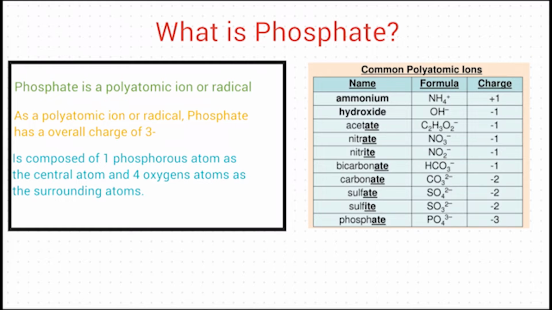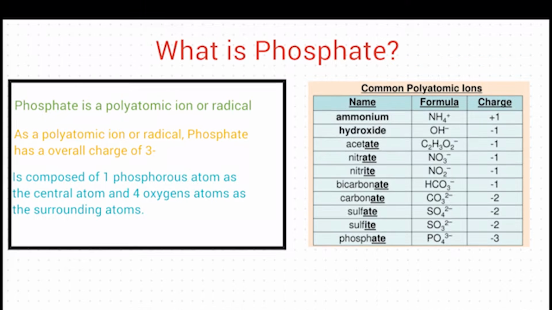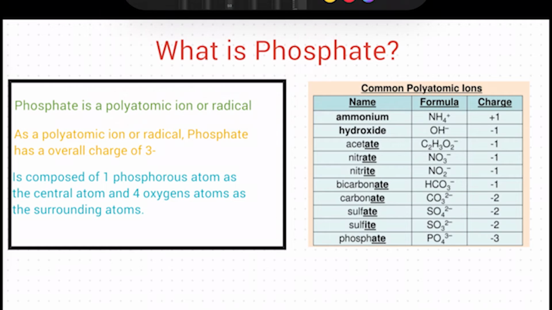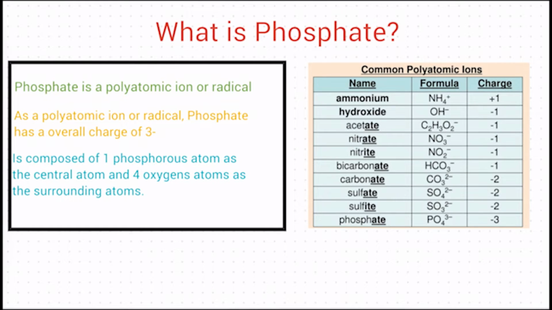To clear up, a polyatomic ion is a group of atoms bonded together with an overall charge. This radical consists of one phosphorus as a central atom and 4 oxygen as the surrounding atoms. Since this is a polyatomic ion, it has an ionic charge of -3.